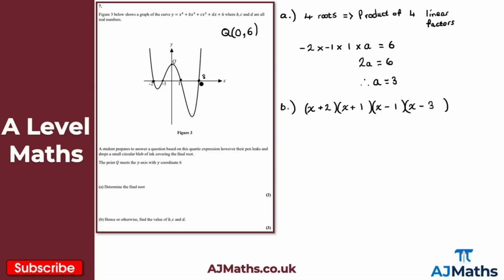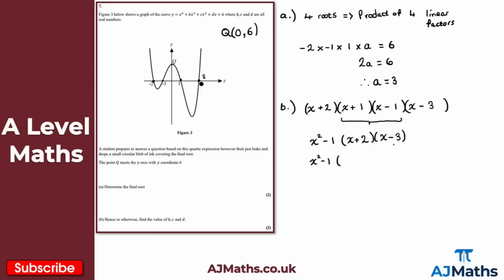What I'm going to do, though, is notice that these 2 brackets form the difference of 2 squares. If I expand those, that would simply be x squared minus 1. Now I've got x plus 2 and x minus 3. Again, it's up to you how you expand this. I'm going to expand these little brackets and then expand the full quadratic with this x squared minus 1.